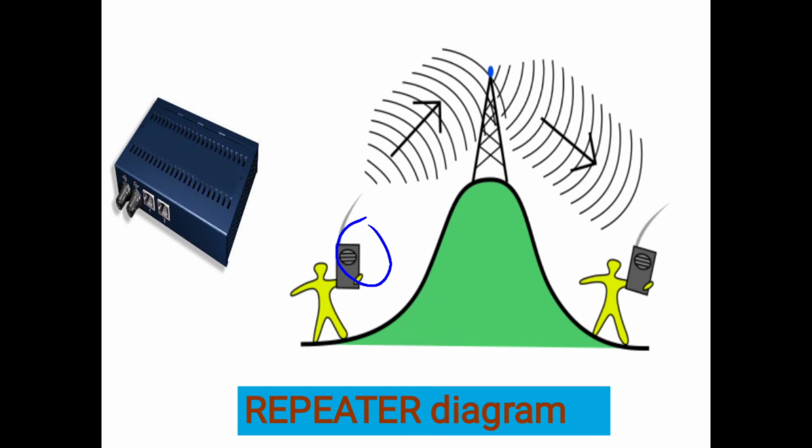This is where we are installing the repeater when the data is coming from a distance of more than 100 meters.